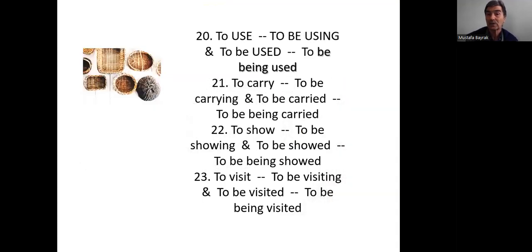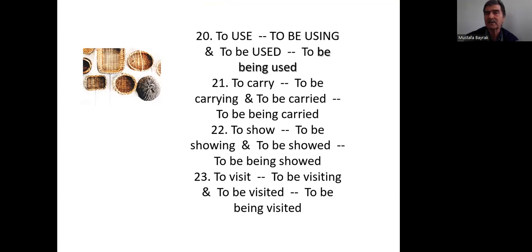To use, active, simple present. They use a car. To be using, active, continuous. They are using a car, because we cannot think of continuous tenses without to be, without one of the variations of to be.